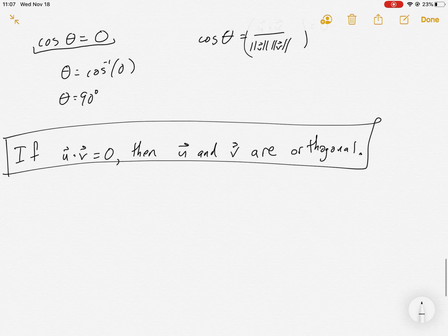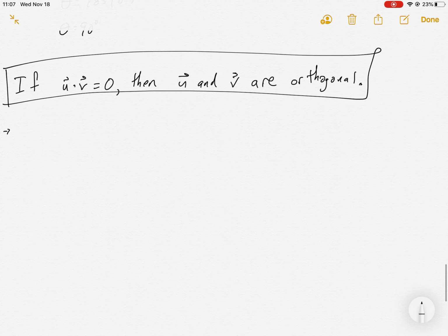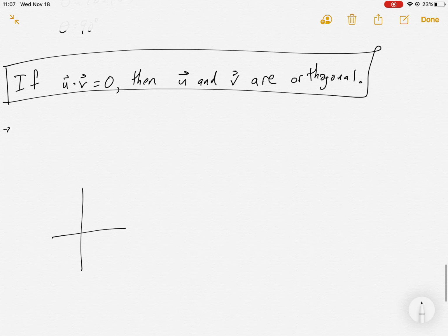Now, we talked about orthogonal. Let's go back to parallel. If the two vectors are parallel, then that means that the angle is 0. So I'm going to leave a little bit of space here for parallel. I'll come back up to that. But if the two vectors are parallel, that really means they're sort of on top of each other like this.